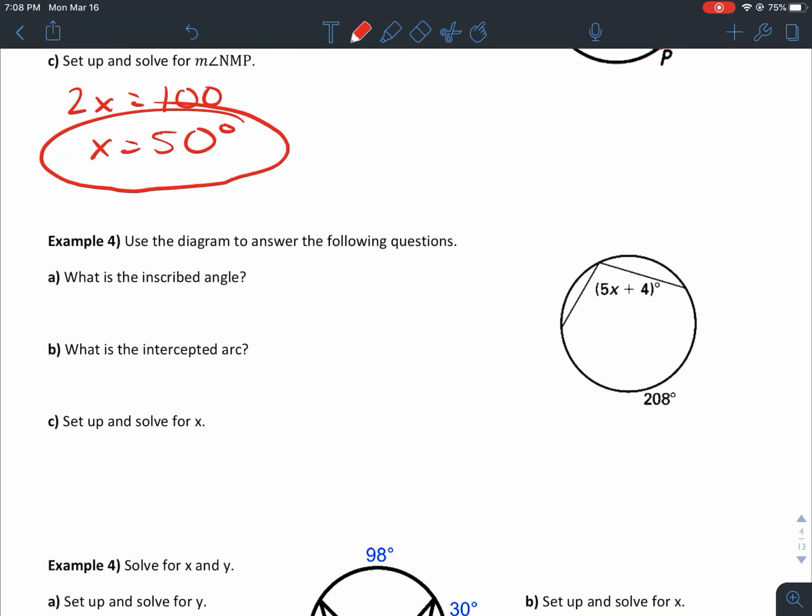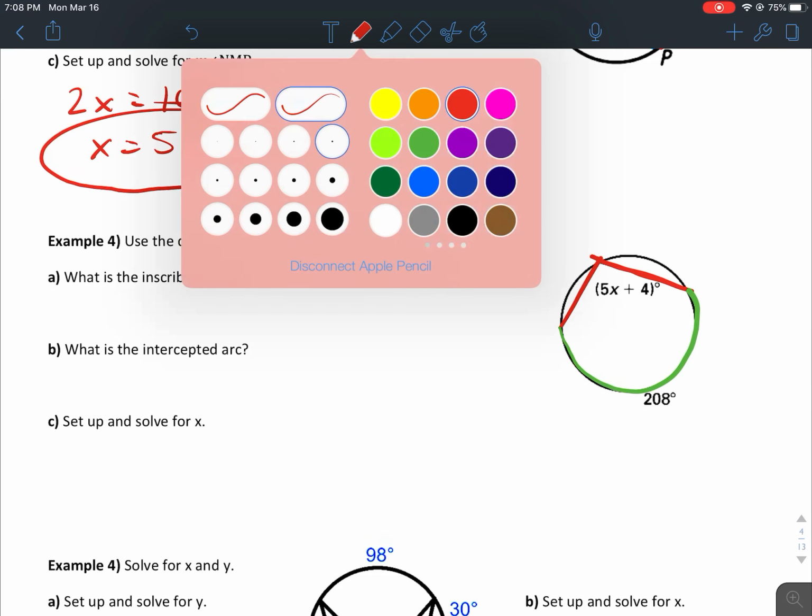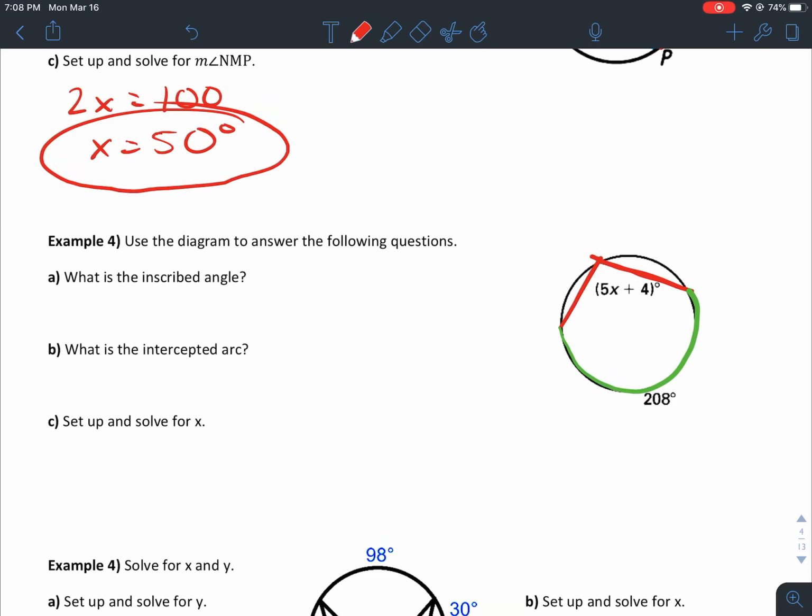So for number 4, use the diagram to answer the following questions. What is the inscribed angle? This one actually isn't labeled, so we'll just highlight it. This is our inscribed angle here. Our intercepted arc is going to be this one. Now it says set up and solve for x. Well, we know that this inscribed angle needs to equal half the measure of our arc.